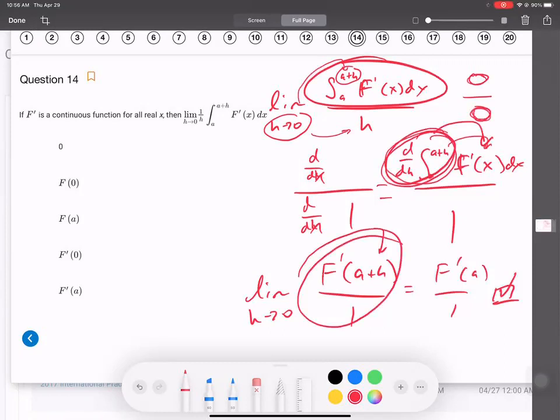Once we have L'Hopital's rule, be careful: if you have a limit as we approach 0 or any value and you get 0 over 0, or infinity over infinity, then you can take the derivative and then try again.